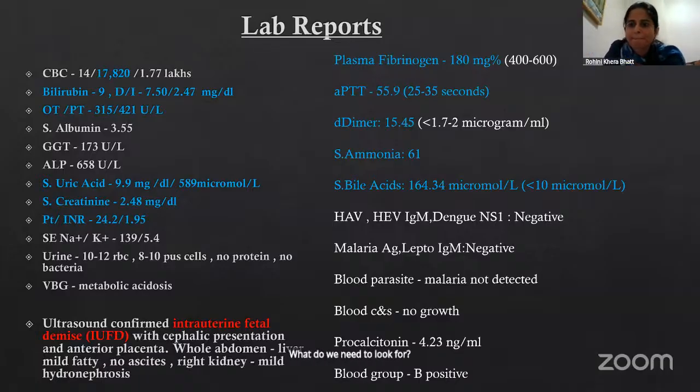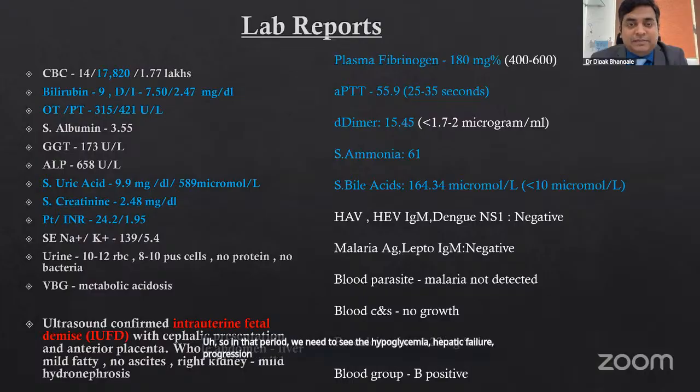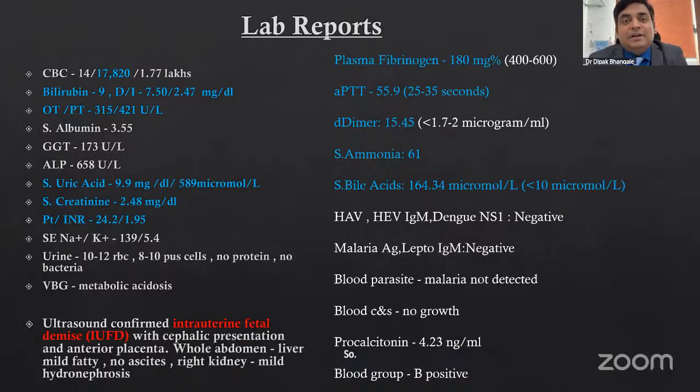The first 48 to 72 hours are very crucial because the recovery starts after that. So in that period, we need to watch for hypoglycemia, hepatic failure, progression of liver enzymes, and keep close monitoring for coagulopathy and encephalopathy also. Infection and sepsis are also common because the immunity is already low, so these are the parameters we usually see in 48 to 72 hours. The patient may deteriorate and then recover. So those 2-3 days we need to keep a watch on the patient.